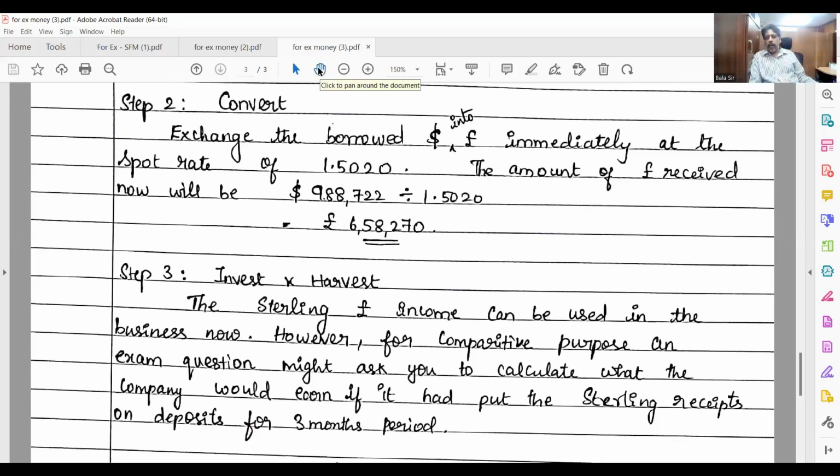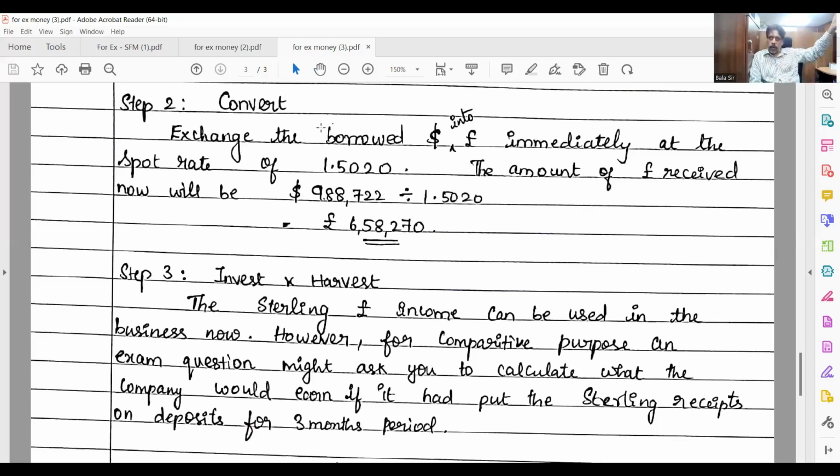Is that fine? Yes, sir. That's why I gave the heading step number 3, invest and harvest. Or simply write invest. That will do. Anyway, you're going to harvest. After 3 months, you'll go and draw the money from the bank. Right? Yes, sir. So invest the local currency, what you got in step number 2.